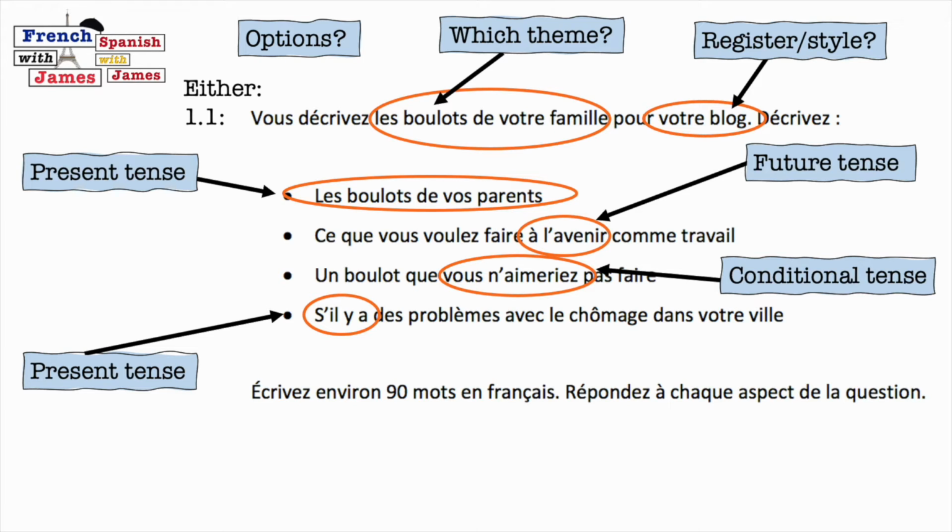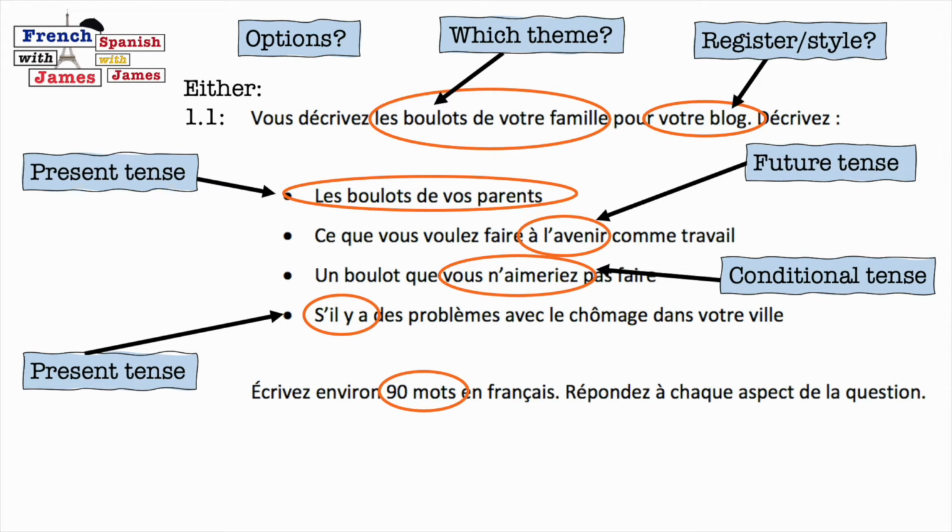But you can always try and sneak in a past tense there as well. For example, in the first one, your parents' work, you could always say, now my dad is a plumber, but before he was such and such, or he used to be a teacher. So you're sort of sneaking in an extra tense just to show off the range of language you can use in French. Now it is a 90-word task, but you can be a little bit under or a little bit over. It won't make much difference.